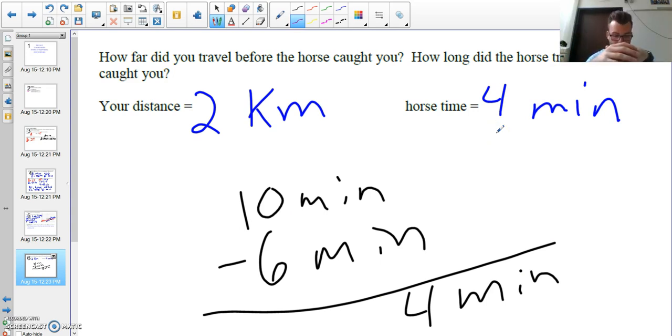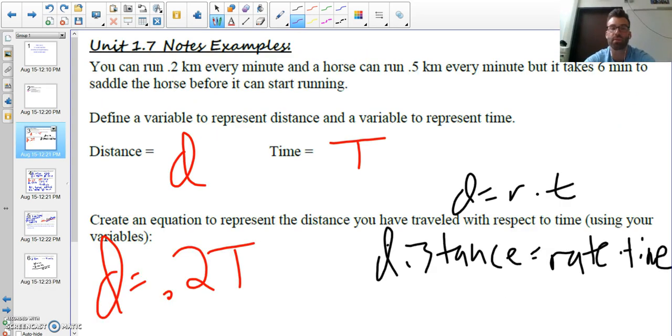A couple things to pay attention to when modeling: pay attention to your units. The problem could be trying to trick you. It could say you can run 2 kilometers or 0.2 kilometers every minute, and a horse can run 0.5 kilometers every hour. Pay attention to your units. One could say kilometers per hour, one could say kilometers per minute, one could say miles per hour, one could say miles per minute. Then you would have to do a conversion factor.